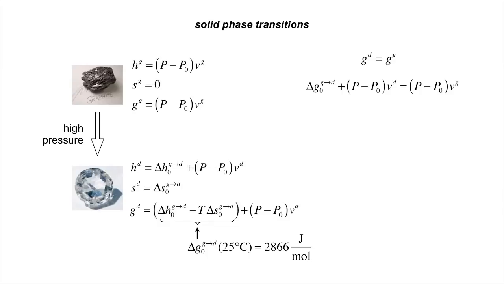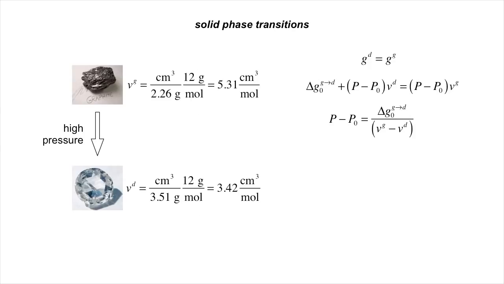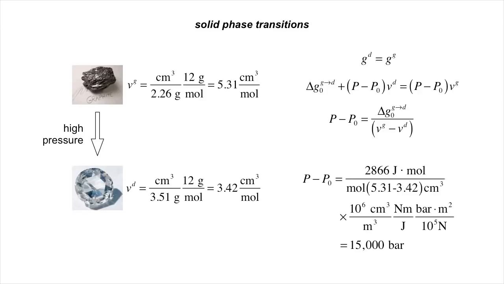Equating the two free energies, we finally see what's going on here. Due to the higher molar volume of graphite, its enthalpy increases with pressure more steeply than the enthalpy of diamond, and this eventually compensates the higher free energy of the diamond under standard conditions. Solving for pressure, we find that it will be inversely proportional to the difference in the molar volume. Converting density to molar volume and plugging in numbers, we get a pressure of about 15,000 bar.